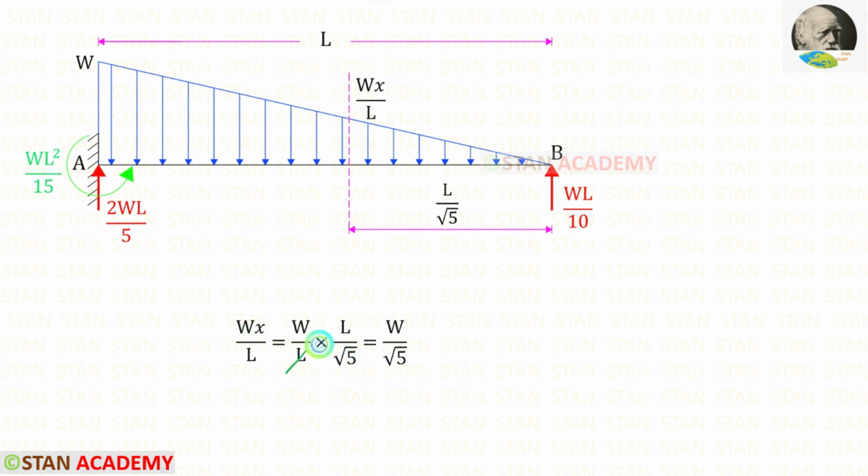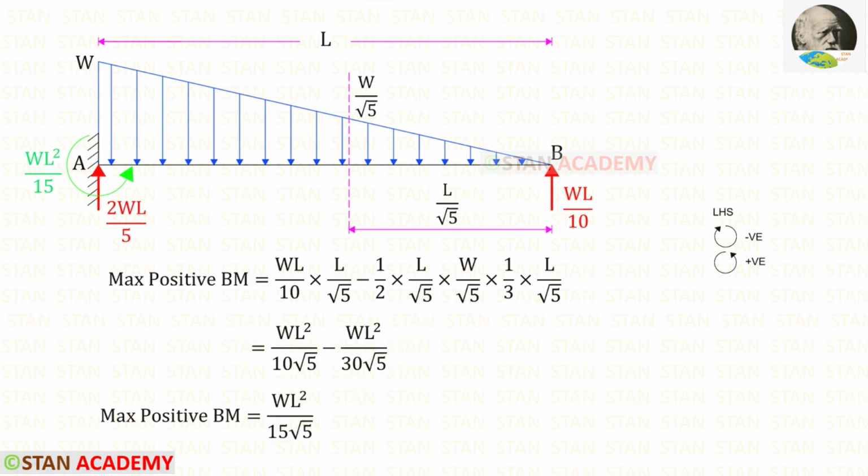We can eliminate L and L. So for the height, we will get the expression as W upon root 5. Now let us make the expression for maximum positive bending moment. RB is acting in the anticlockwise direction so that it will be positive, and the distance is L upon root 5. UVL is acting in the clockwise direction so that it will be negative.